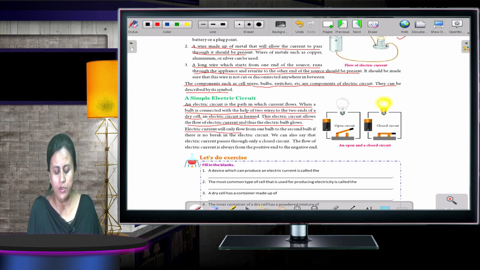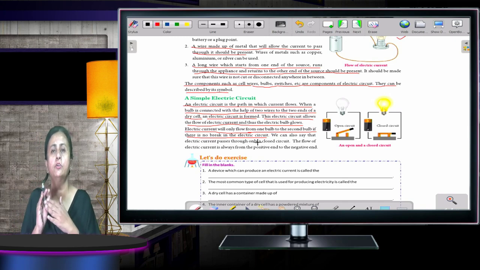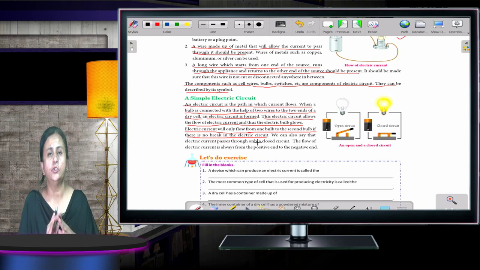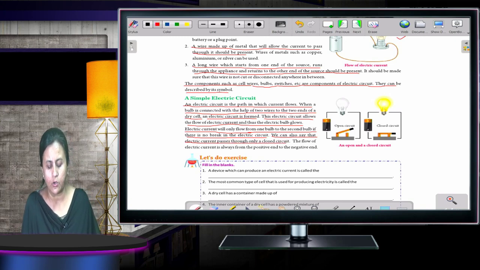Electric current will only flow from one bulb to a second bulb if there is no break in the electric circuit. Whenever there is a break, the current would stop there and then. So, if you want the flow, there should be no break in the wire. We can also say that electric current passes through only a closed circuit.